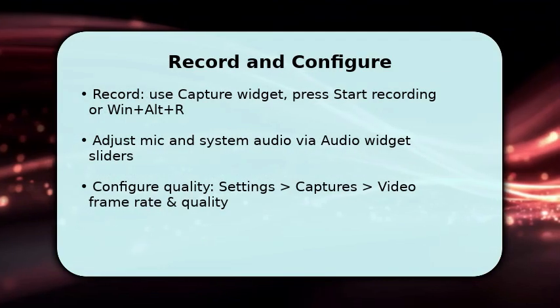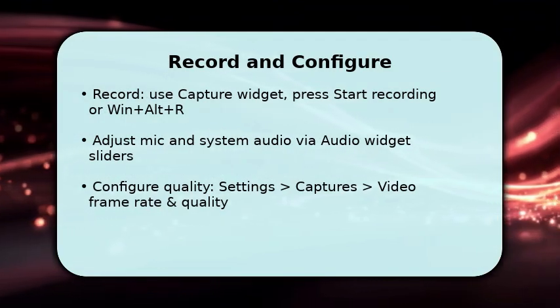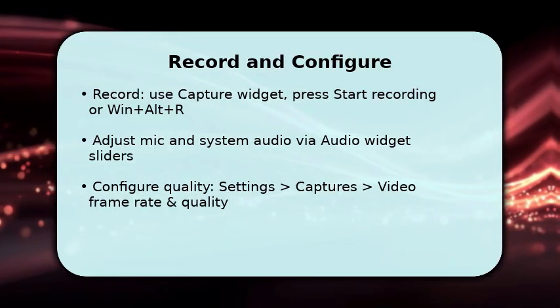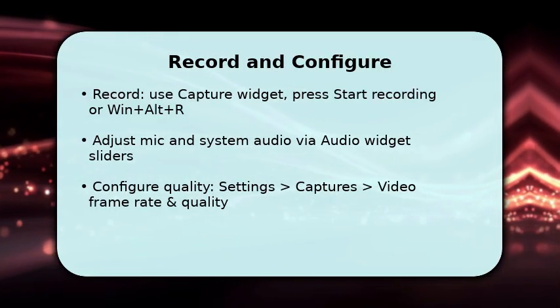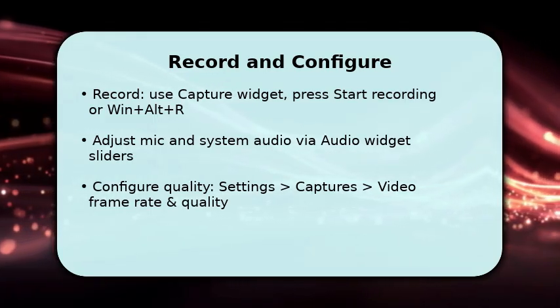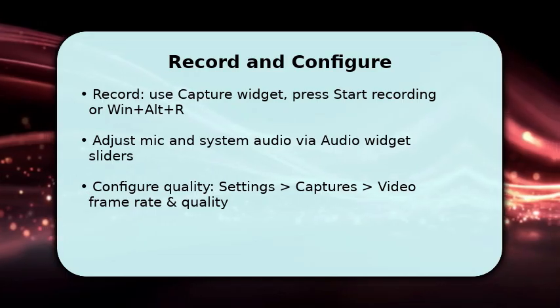Now you configure recording parameters and start capturing gameplay. Use the capture widget or press Win+Alt+R to begin a recording. You can toggle microphone capture live to narrate. Open the audio widget to balance game sound versus mic levels so your clips sound correct.